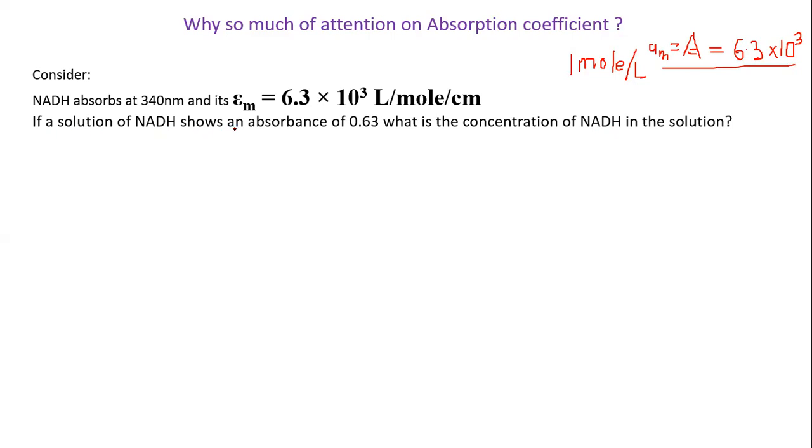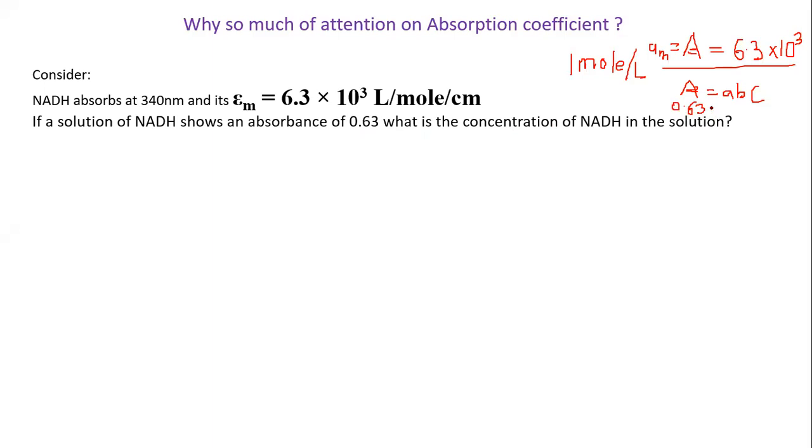If a solution of NADH shows an absorbance of 0.63, what is the concentration of NADH in solution? Can you find this out? Now you know this relation, right? Capital A is equal to small a, small b, and capital C. Now in this question, the absorbance value is given, right? What is the absorbance value here? 0.63. So can I not write it like 0.63 here?